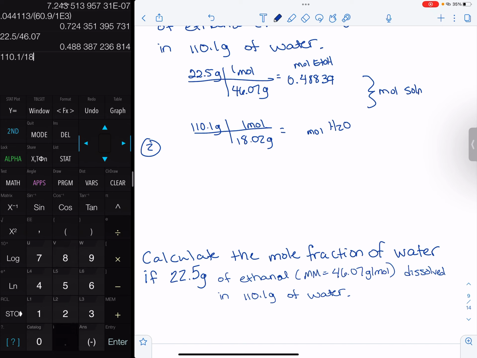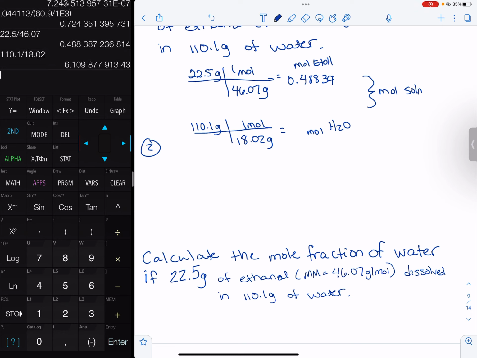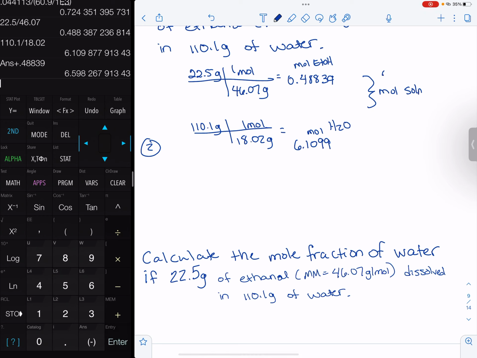110.1 divided by 18.02. And that gives me 6.1099 moles of water. So when I add that to 0.48839, I get that my moles of solution are 6.598268.